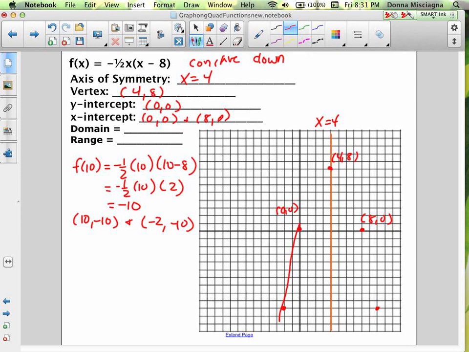Oh, look at those points. Nice big graph. There we go. Look how pretty. All right, domain and range. I hope you're seeing the pattern with the domain. All right, all real numbers, negative infinity to infinity.